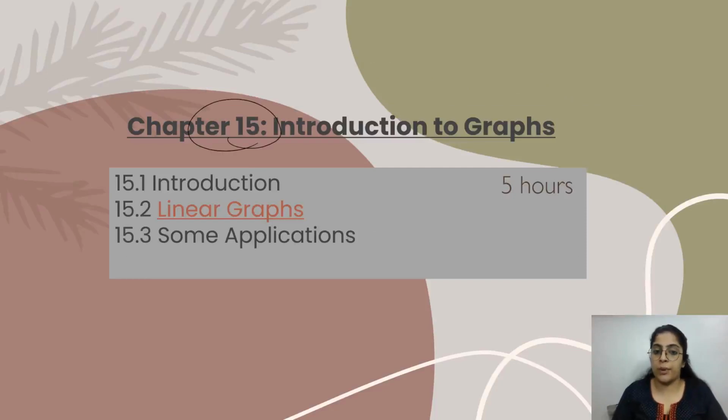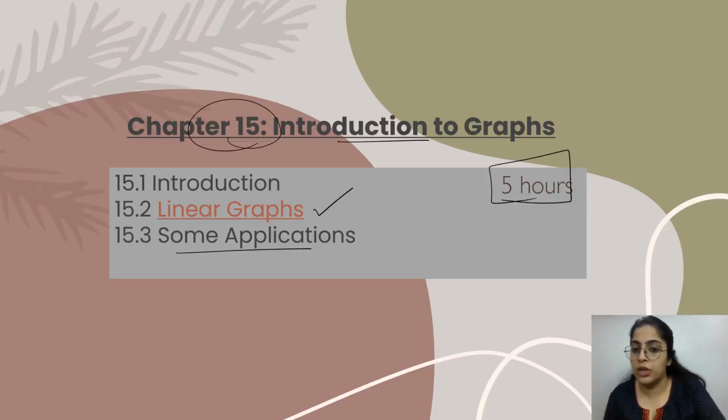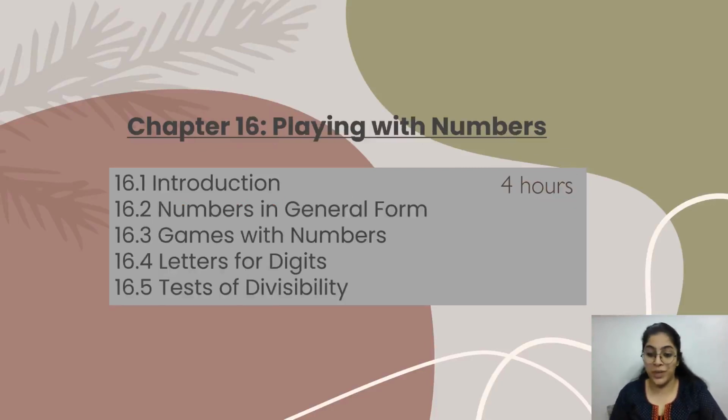Okay, if I'm talking about chapter number 15, it would be the introduction to graphs, and how we can describe different graphs. We learn about that and some applications there also, and linear graphs also. I will take 5 hours for this particular chapter, and I think this would be the last, no, it wouldn't be the last. You can say chapter number 16 would be the last one. Playing with Numbers would be the last chapter, right?